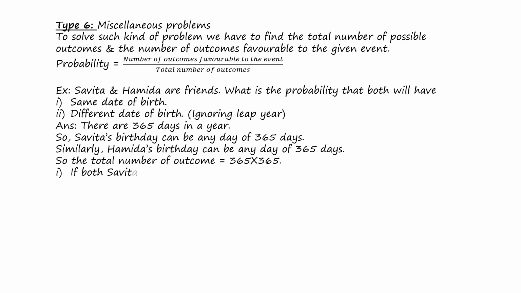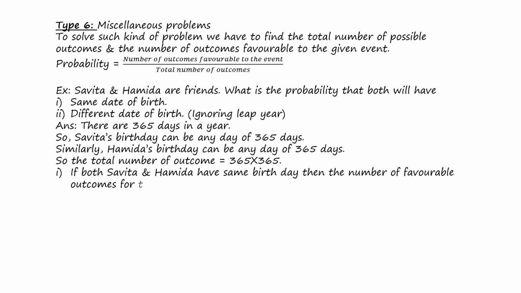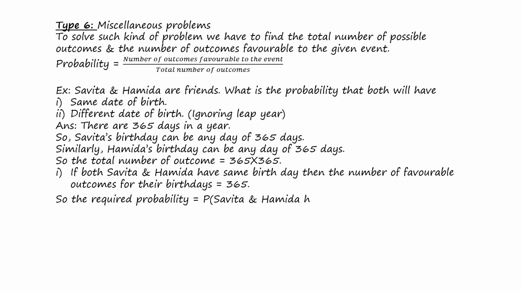Now, onto the first part. If both Savita and Hamida have the same birthday, the number of favorable outcomes for their birthday is 365. That means the required probability that Savita and Hamida have the same birthday is 365 divided by 365 into 365, or it is nothing but 1 by 365.